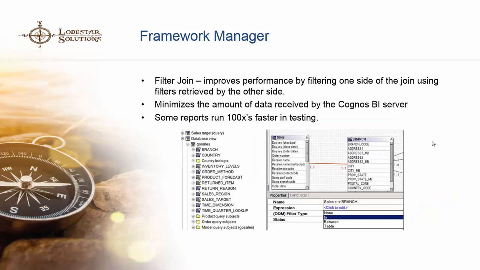Another new feature here is called a filter join. What the filter join does is help performance by filtering one side of the join using filters from the other side. In other words, this makes sure that the BI server is just bringing in the data that it needs and not every row. Maybe you have 5 million rows in one database and a very small table in another source. Without the filter join, you're going to bring in all 5 million rows just to use a very few from the other table. So this helps slim things down and makes things faster. And from what I've read, in the Cognos labs, they have improved some reports running hundreds of times faster by using filter joins.